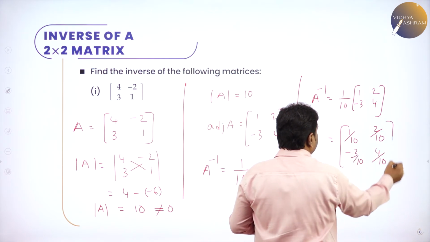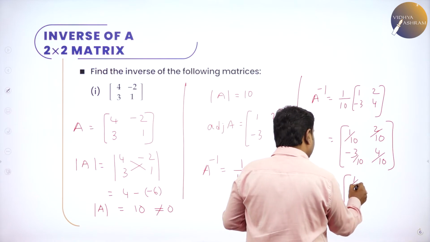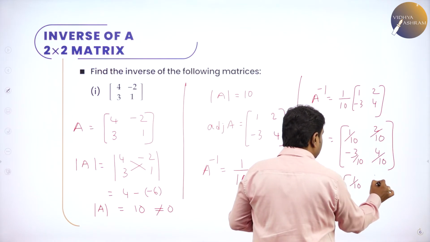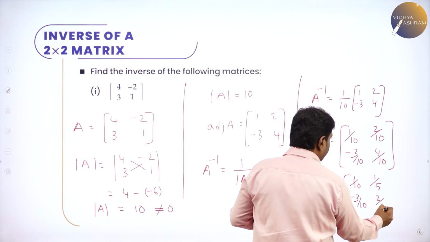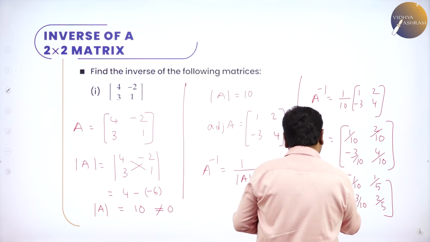So some are divisible, divide them. 1 by 10, leave it as it is. 2 by 10: 2 ones are 2, 2 fives are 10, so it is 1 by 5. Minus 3 by 10 is not divisible, leave it. 4 by 10: 2 twos are 4, 2 fives are 10, so it is 2 by 5. This is the value of the inverse.